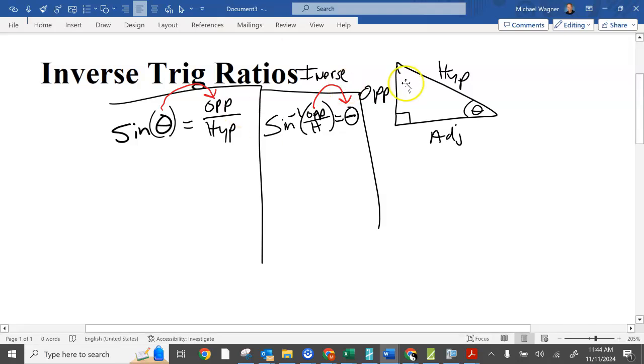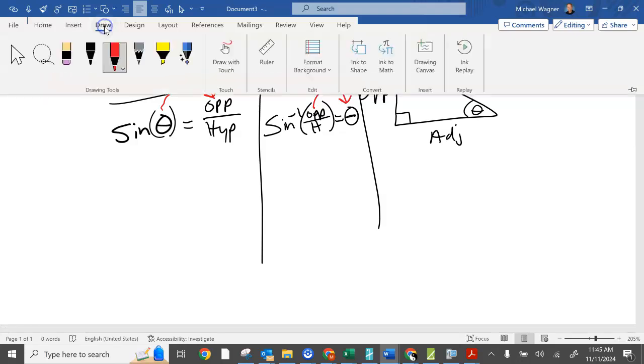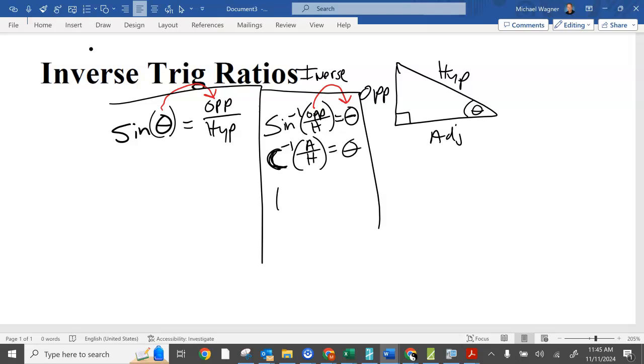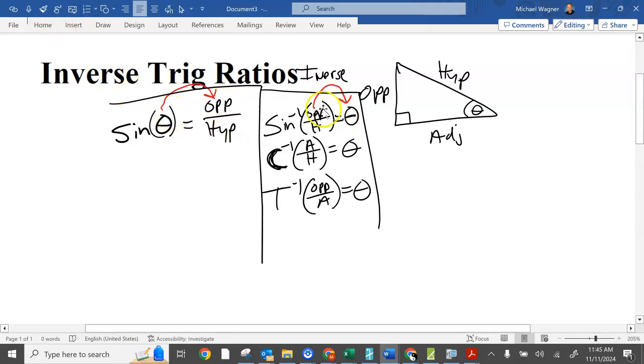So now you know that, go back to my black ink. Then we've got cosine. And again, I'm just going to make that cosine to the -1 is going to be what? Same thing, adjacent over hypotenuse, is equal to theta, the theta angle. And then finally, tangent -1 is TOA, right? So opposite over adjacent is equal to theta, okay? So it's just basically flipping the angle and the sides and then putting it to the -1, okay?